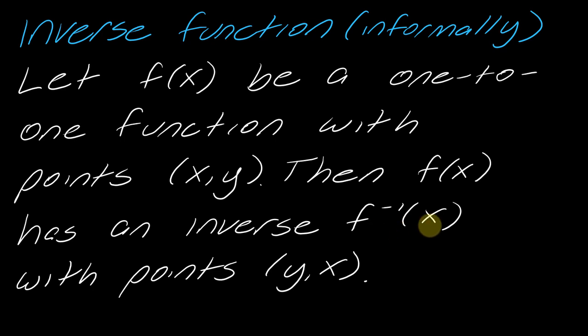What makes the inverse is literally all the points that you had, x, y. Now you just flip the order of them to y, x. So if you had 3, 4, now you have 4, 3 in the inverse. So that's informally what makes the inverse.